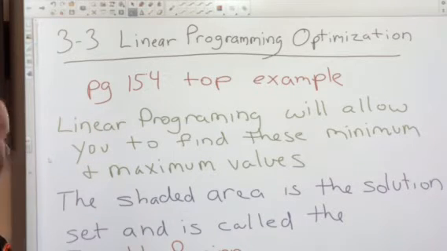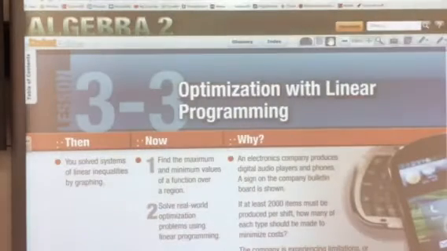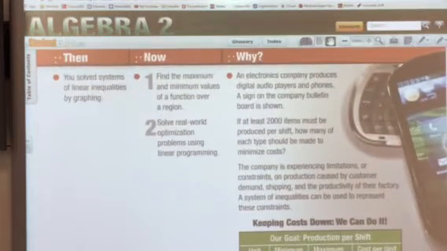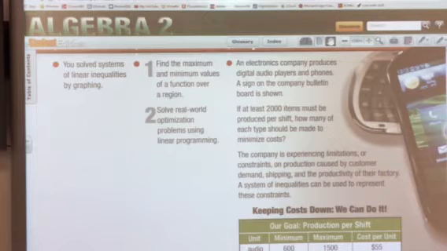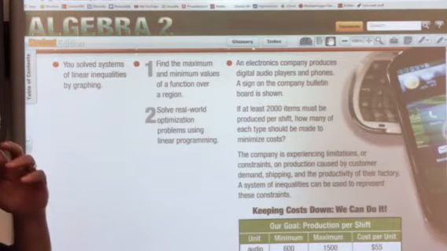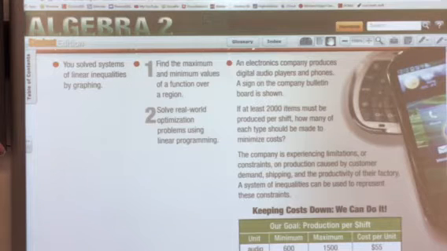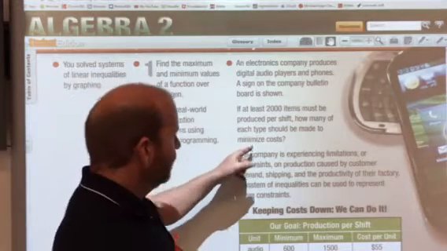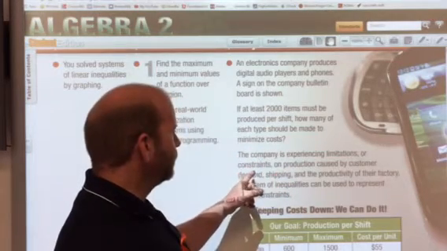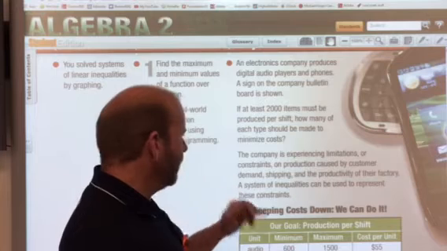So we're going to start with the example on the top of page 154 to get an idea of what's going on with linear programming and feasible regions. Optimizing with linear programming: an electronics company produces digital audio players and phones. A sign on the company bulletin board is shown below. If at least 2,000 items must be produced per shift, how many of each type should be made to minimize costs? The company is experiencing limitations, or constraints, on production caused by customer demand, shipping, and the productivity of the factory.